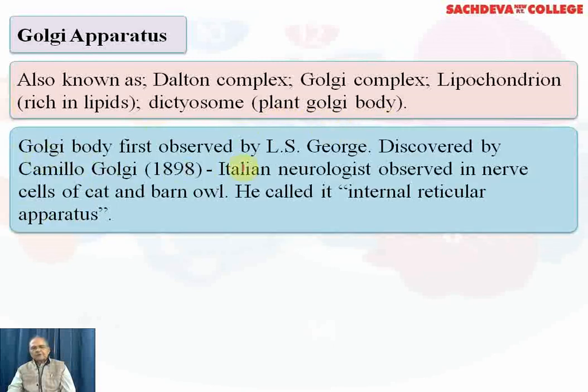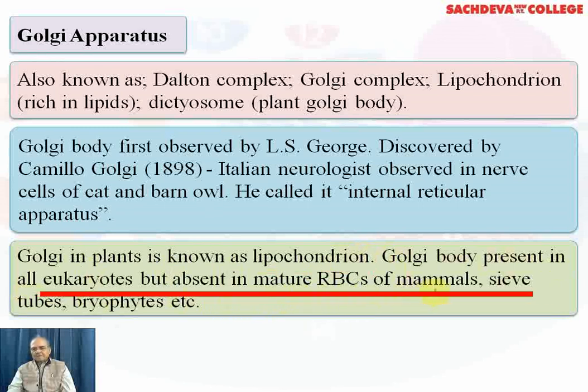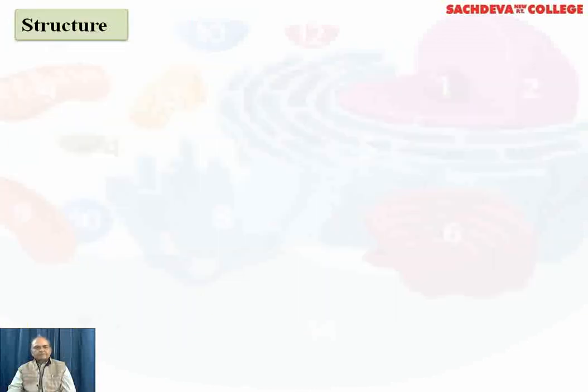Golgi body was first observed by Camillo Golgi in 1898. He was an Italian neurologist, and observed it in the nerve cells of cat and mouse, and he called it internal reticular apparatus. Golgi in plant is known as lipochondrion. Golgi body is present in all eukaryotes but absent in mature red blood cells of mammals, sieve tubes, bryophytes, etc.